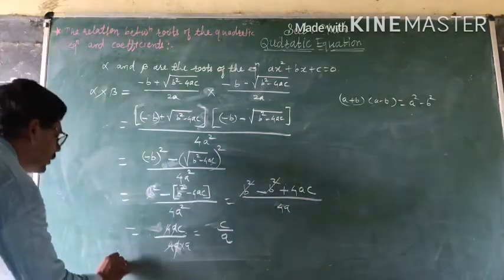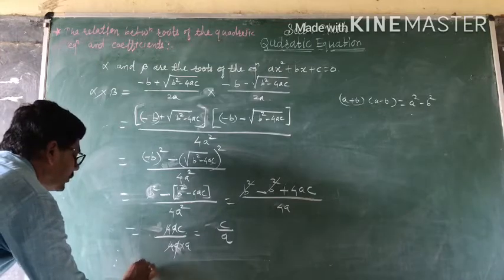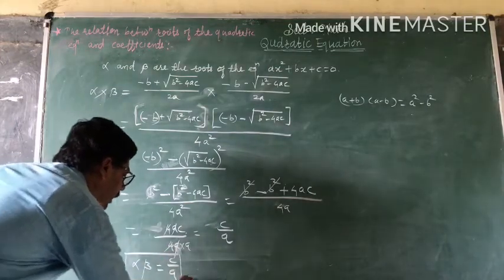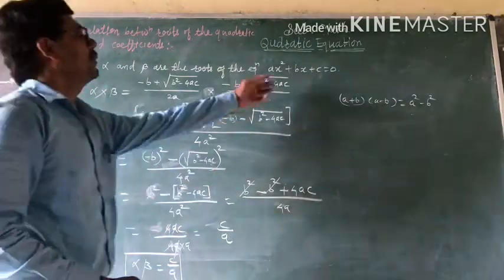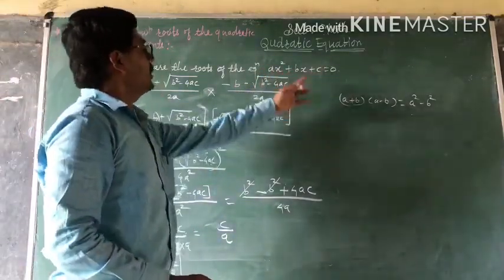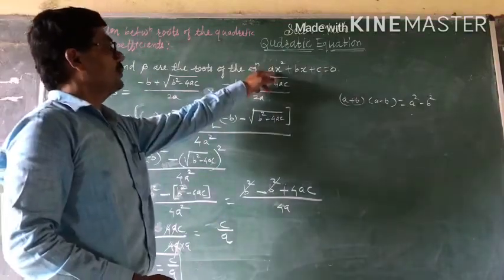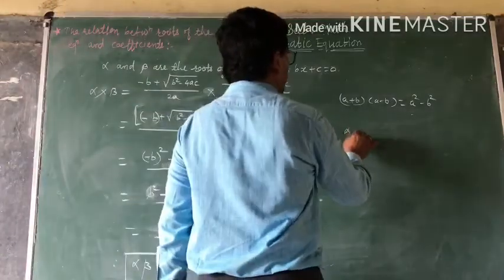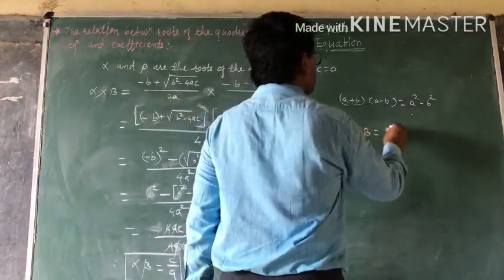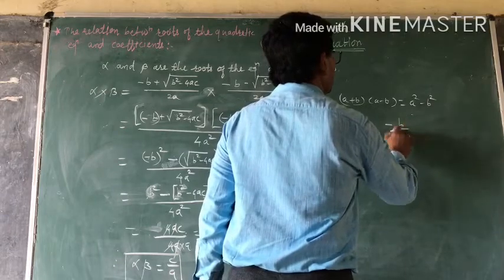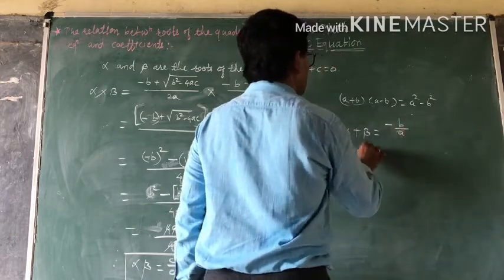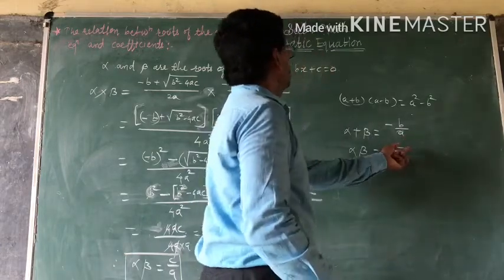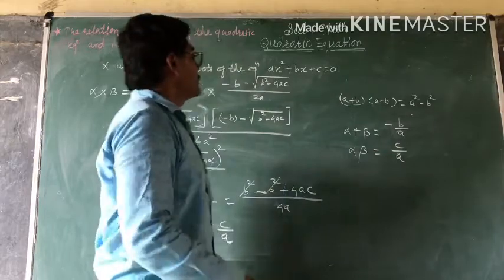The product of the roots, alpha into beta, is equal to c upon a, where c is the constant term of the given quadratic equation and a is the coefficient of the first term. That means the sum of the roots is minus b upon a and the product is c upon a, the constant term divided by the coefficient of x square.